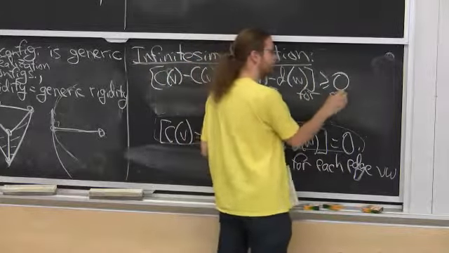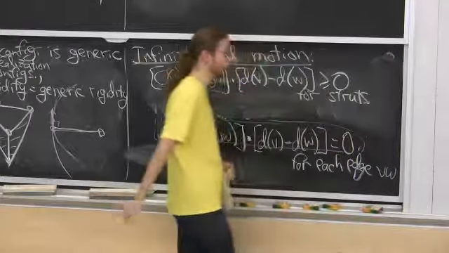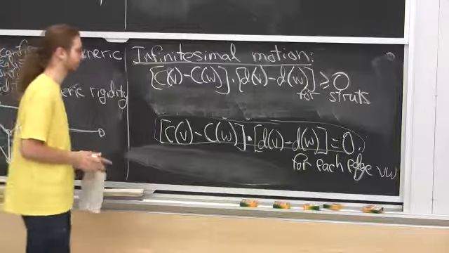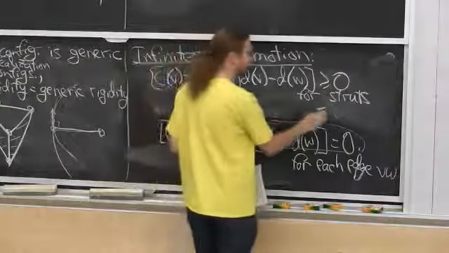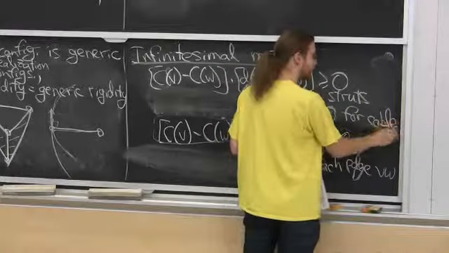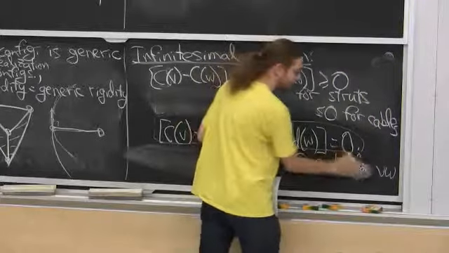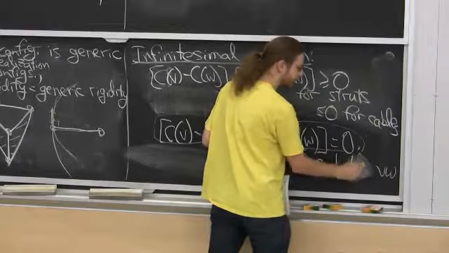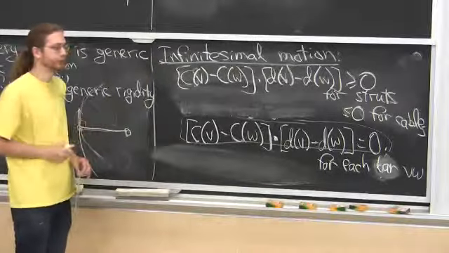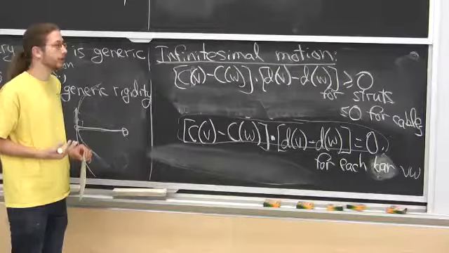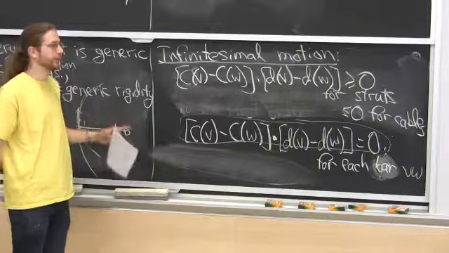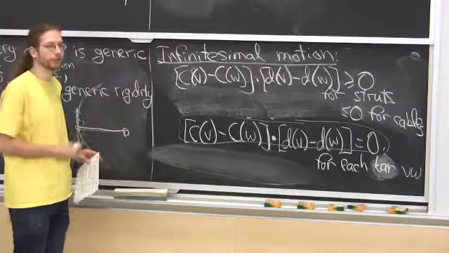Because that says it gets longer or stays the same to the first order. Now, of course, in reality, it might get slightly shorter, but not in the first derivative. And it should be less than or equal to 0 for cables. And it should be equal to 0 for bars. So that's the new notion of infinitesimal motion. Now, this is no longer a linear system of linear equations. I can no longer write this as a matrix times a vector equals 0.